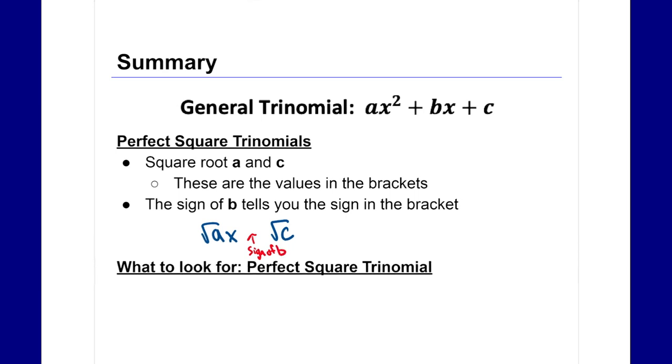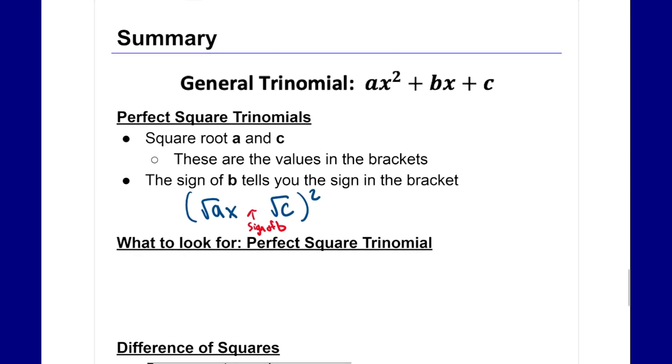Whatever the sign happens to be for the b value is going to be the sign that goes in the middle. And it's going to be this bracket squared. So take the square root of the first term, square root of the last term, the sign of b goes into the middle, and then that is our perfect square trinomial. And that's kind of the shortcut.